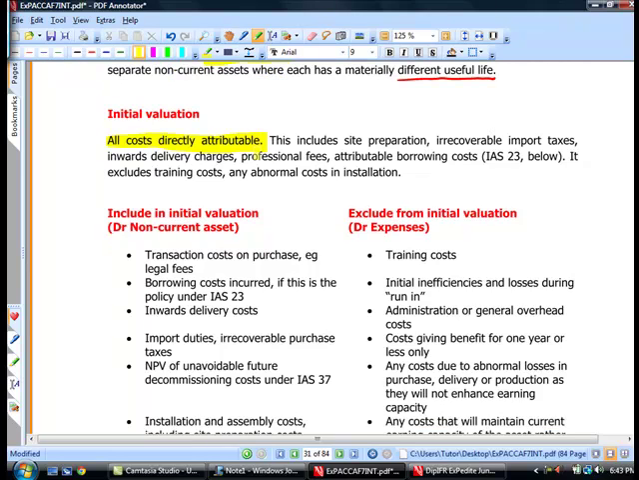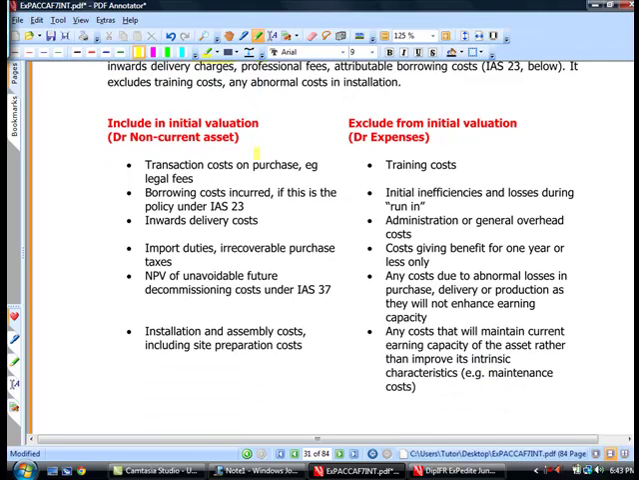So that's a pretty good list of what will come into the value of the asset and what should be expensed immediately. So transaction costs, including legal fees, borrowing costs if they are incurred, delivery charges, import duties, irrecoverable purchase taxes, and net present value of unavoidable future decommissioning costs under IAS 37.